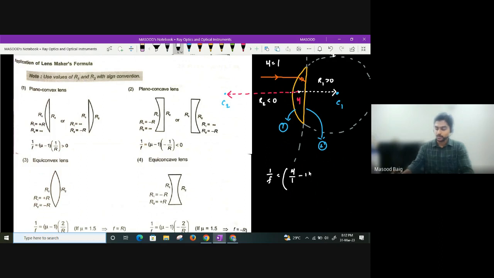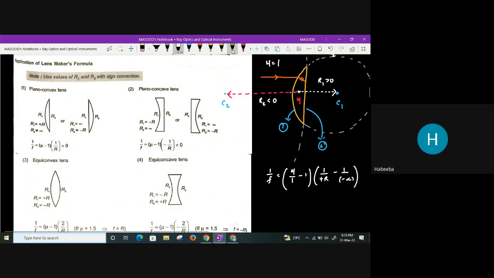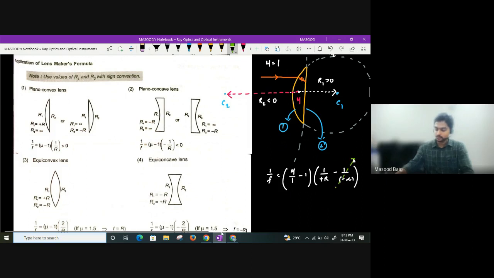Minus 1, into, what is the radius of curvature for the first surface? For the first surface, I have taken it as plus r. Yes or no? For the second surface, what is it? Minus infinity. So anything divided by infinity would be 0. Right? So what will I get the focal length as? 1 by focal length will be (mu minus 1) into 1 by r.